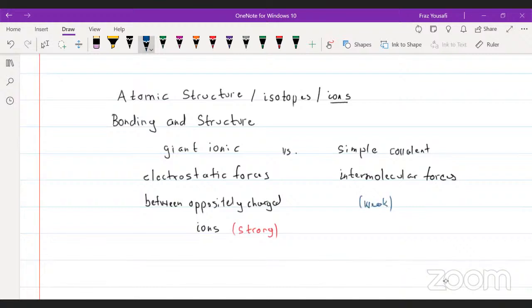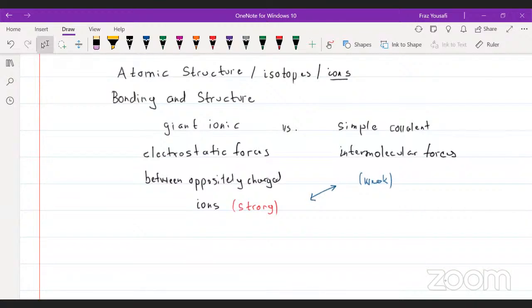So a huge number of questions, particularly in the IGCSE, want you to compare why, again, a giant ionic lattice has such a high melting point and why simple covalent structures tend to have very low melting points, right? And you'd have to intertwine these ideas to be able to get your answers across, okay? Any questions there?